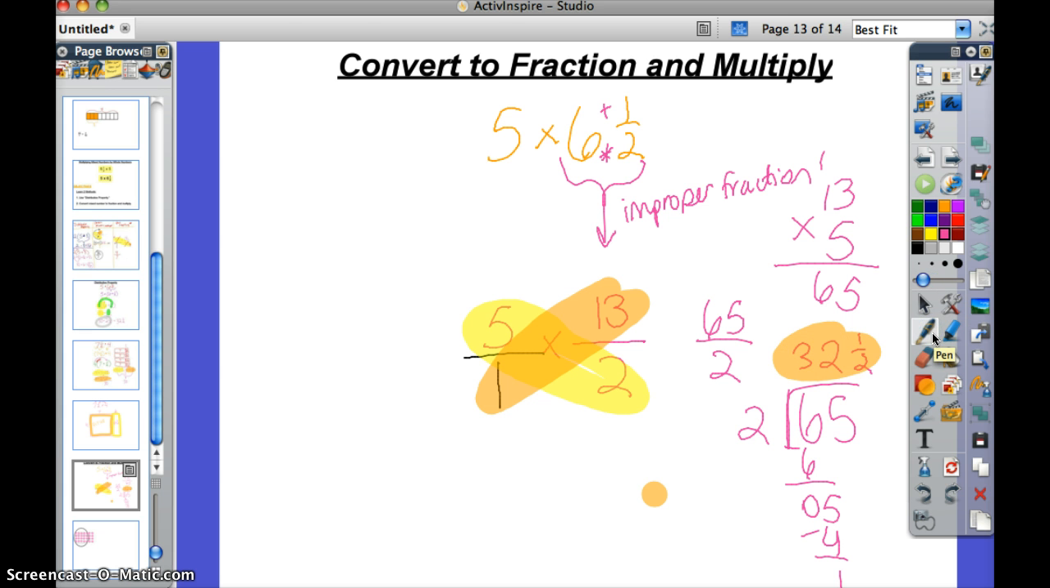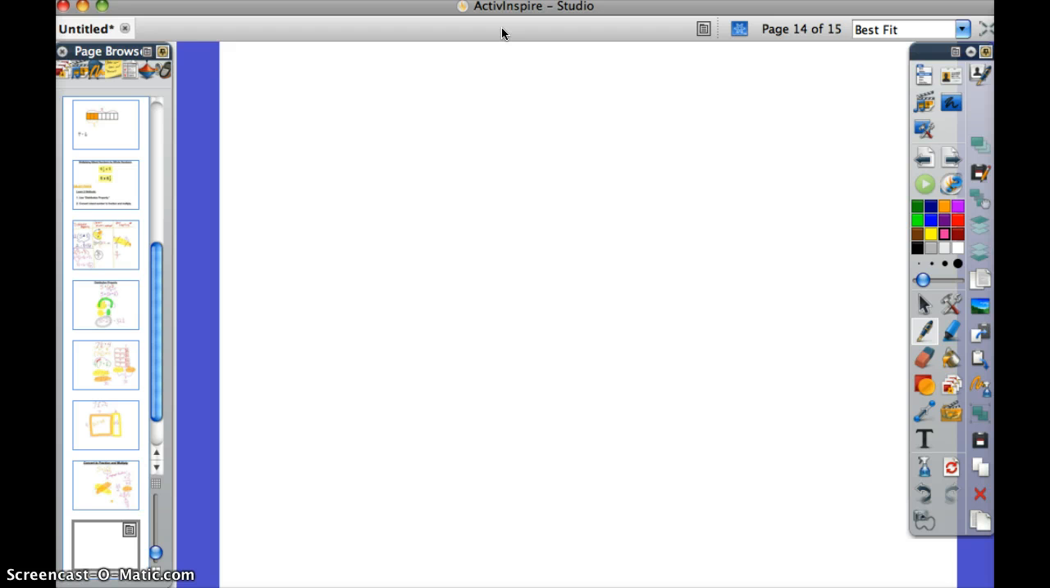Okay. Let's do one more of those. This time we're going to make it so it can be cross-simplified. Let's see, 4 groups of 3 and a fourth. Okay. So in this strategy, this method is to convert the mixed number into an improper fraction, okay, which would be 4 times 3 is 12 plus 1, 13 fourths, correct?